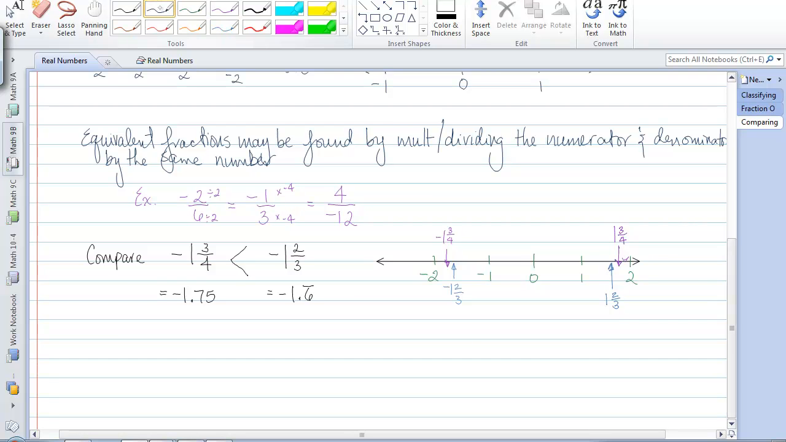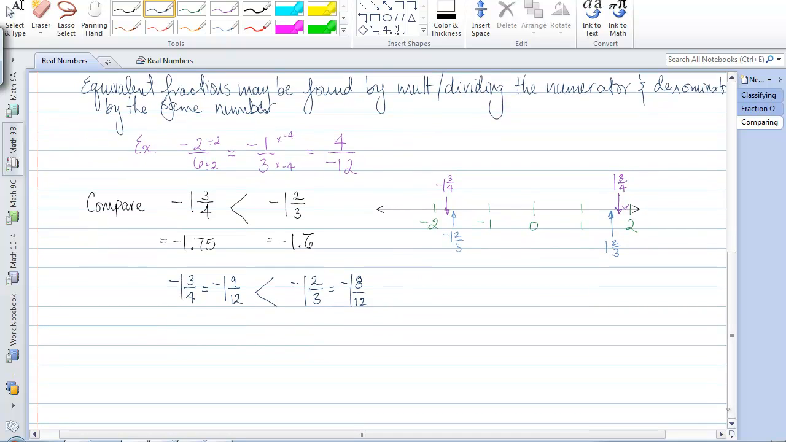Okay, another way to go through it would be if you didn't have your calculator handy, or if you didn't know how to change them into decimals, we could also find a common denominator. So we've got -1 3/4, that would be the same as -1 9/12 by multiplying top and bottom by 3. On the other side we have -1 2/3, which is the same as -1 8/12. Again, because we're looking at negative values, 1 8/12 is going to be greater. Okay.